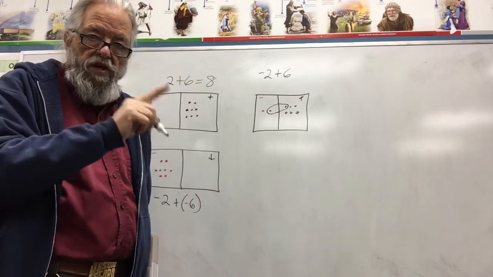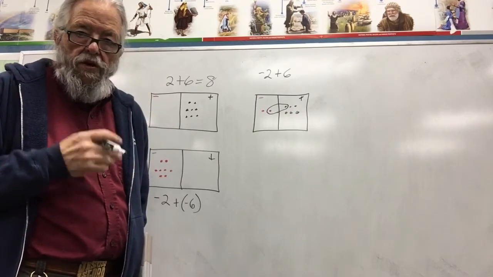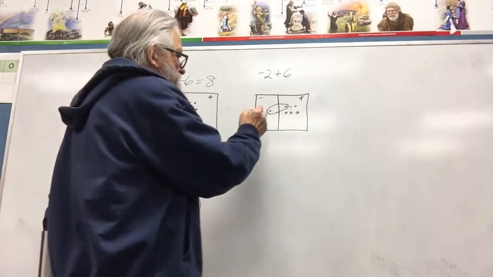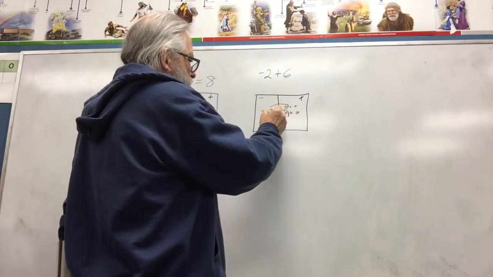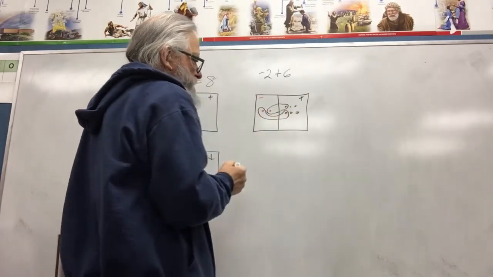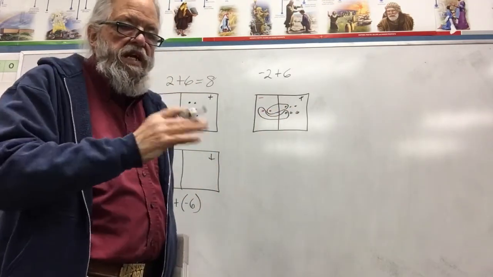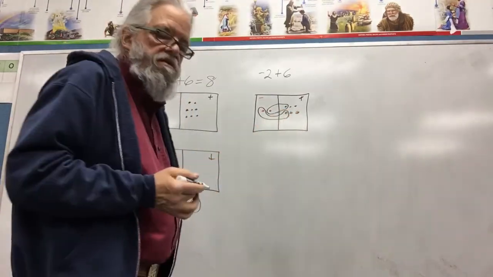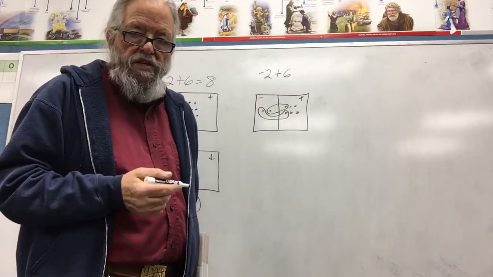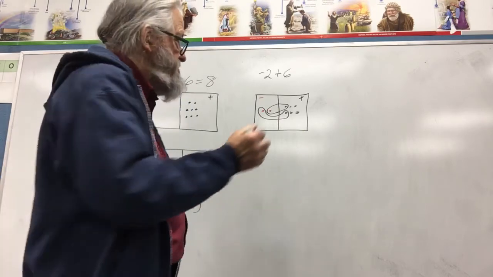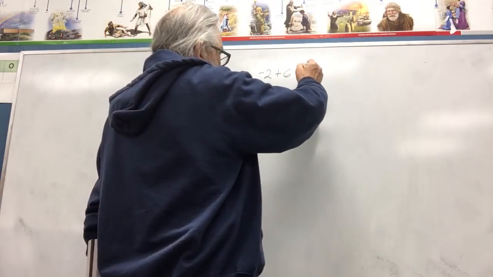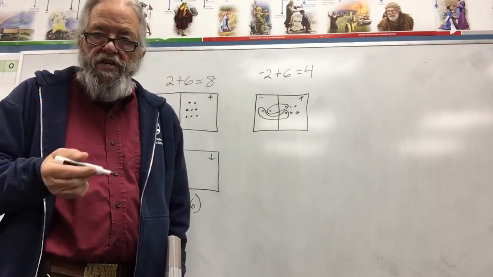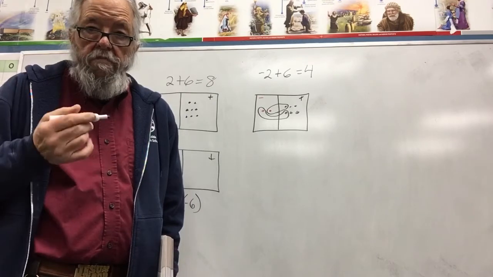Okay? One of each. And so, those 2 are canceled out. And then I have another positive and another negative together. They cancel each other out. So you look and see what's left. And there are 4 positives left. So that is the answer to that addition problem. A negative 2 plus 6 is a positive 4.